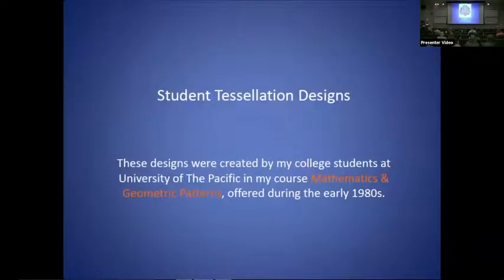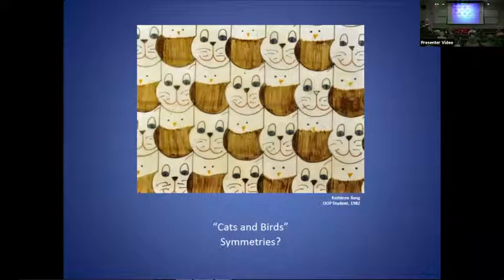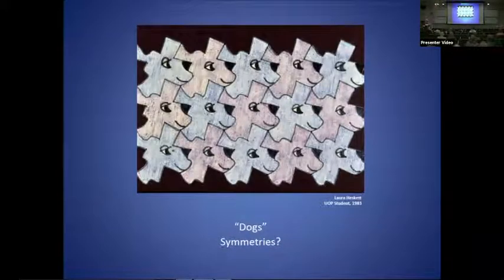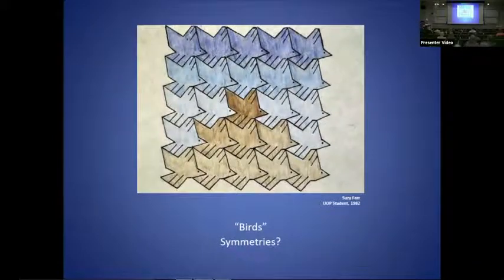Then I have some student designs I want to show you. Many of these are on the wall. So I taught students how to do Escher type designs. Now, they're not as good as Escher, most of them, but I think they're really beautiful. Cats and birds, doggies, birds. I love the coloring of this.